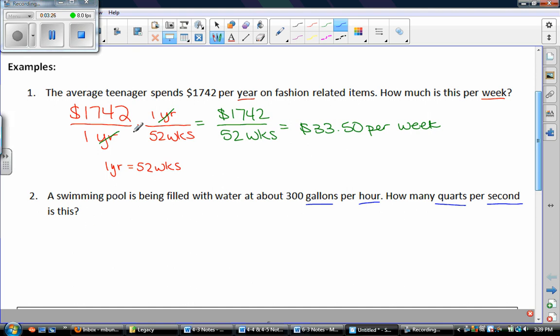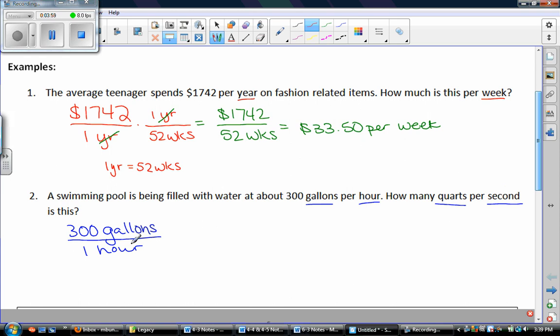So let's start off the same way we did with the first one. Let's write our original rate as a fraction. So we have 300 gallons per 1 hour. And in conversions, it doesn't matter here if you want to go from gallons to quarts first, or if you want to go from hours to seconds first. You're going to have to do both of them eventually, so just pick one and go with that first.